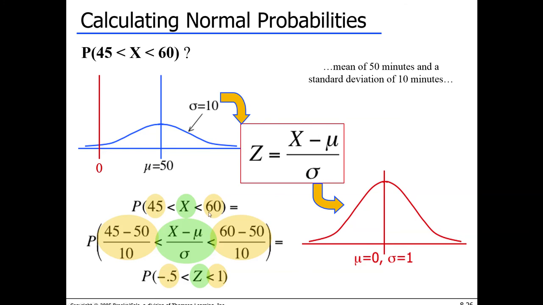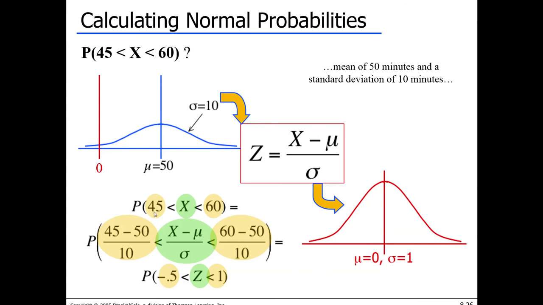What I'm going to do right now is calculate the same exact value. If I remember correctly, the probability was 0.53 something. I don't remember the decimals. I'm going to calculate exactly the same number by converting from a normal distribution with a mean of 50 and standard deviation of 10 into the standard normal distribution.